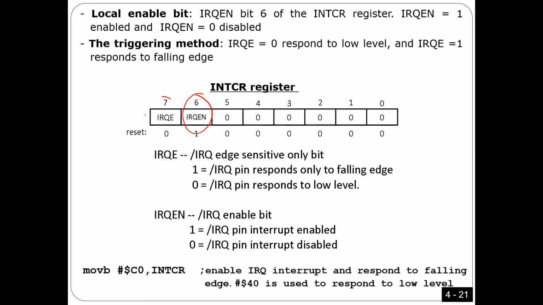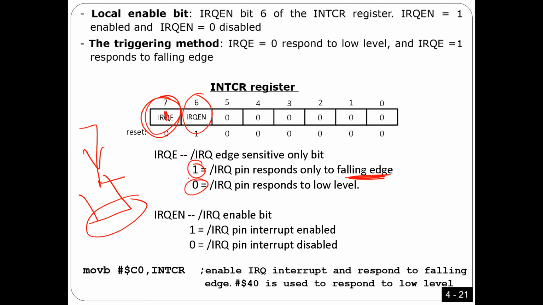Also, we have one bit here for configuration. Do you want to trigger the interrupt on a falling edge or on a low level? How can you do that? If you put 1 here, that means falling edge. If you put 0, that means low level. Is that okay, guys?